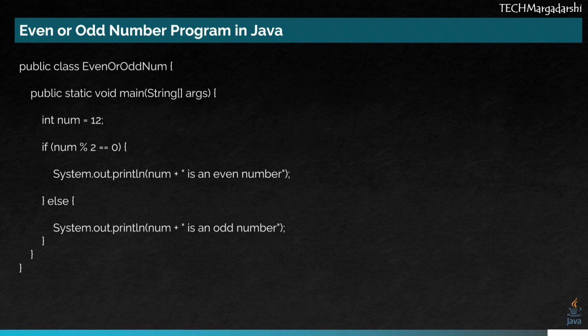In this example, 12 is divisible by 2 without any remainder. So the output will be 12 is an even number. This is one of the most basic and important programs for understanding conditional statements in Java.